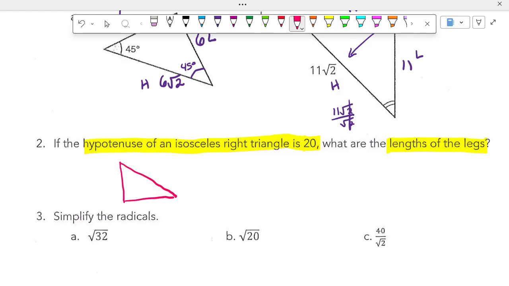So I have a right triangle. I know it's 45, 45, 90, meaning these two legs are congruent because it's isosceles, and my hypotenuse is 20.